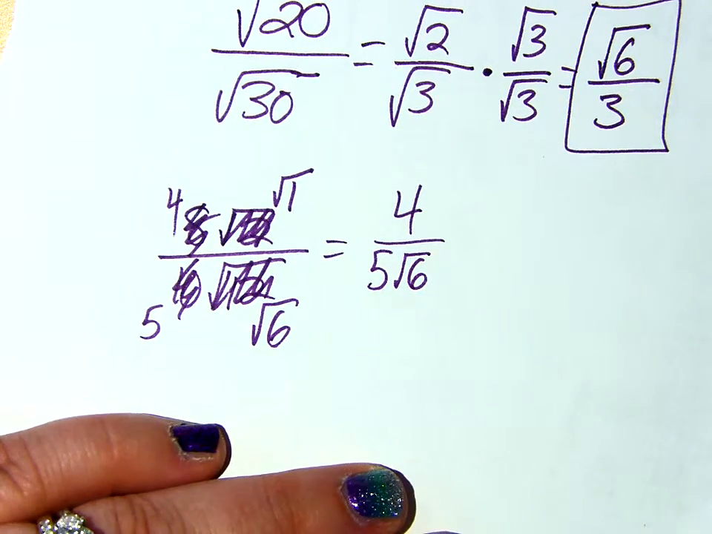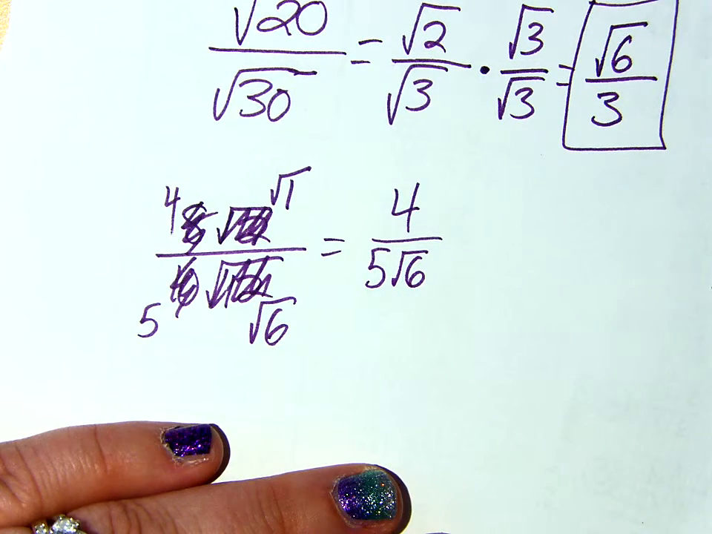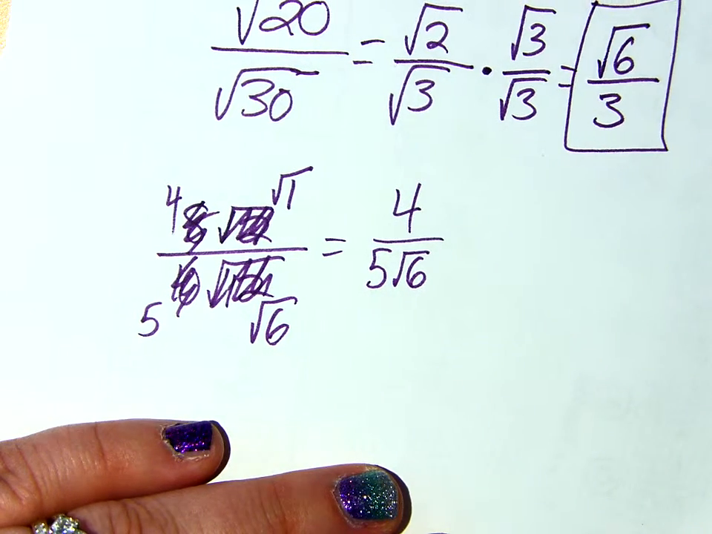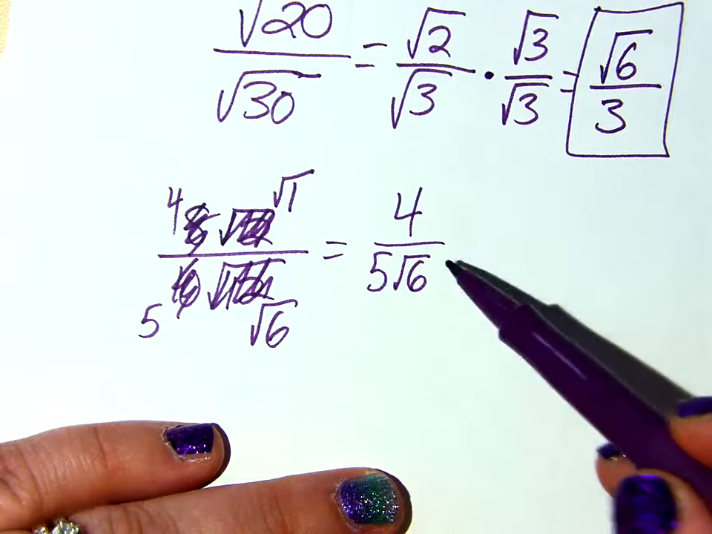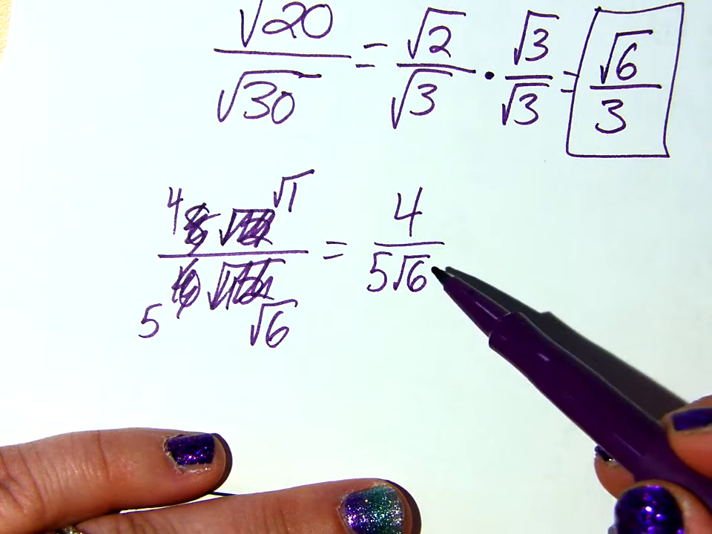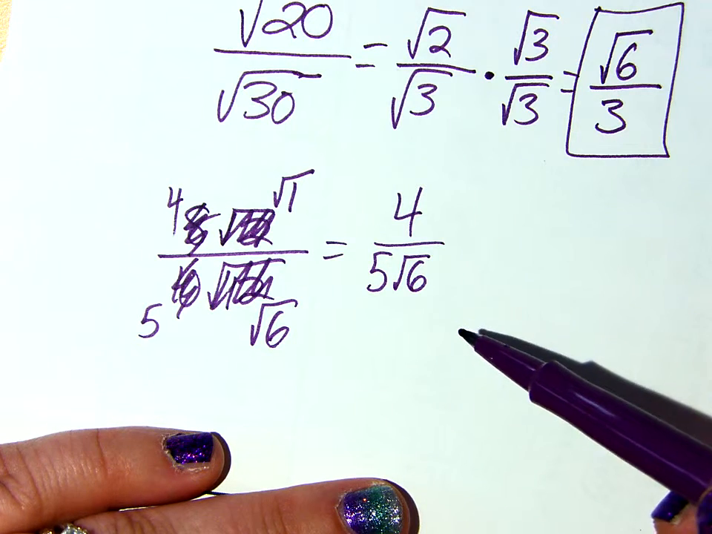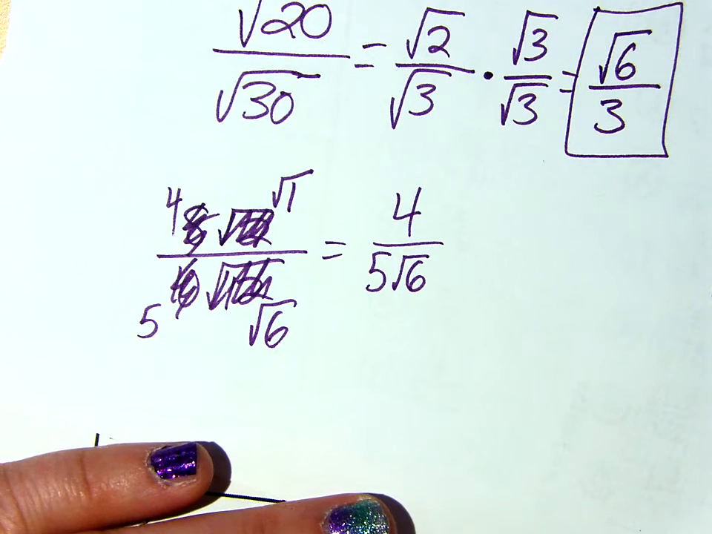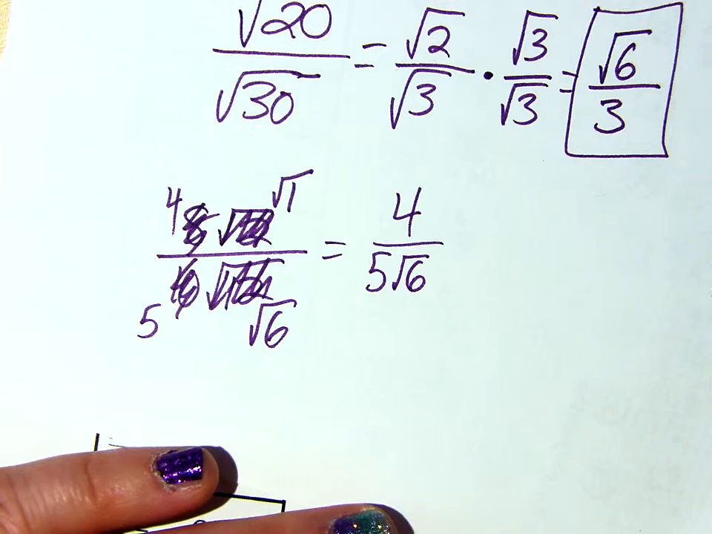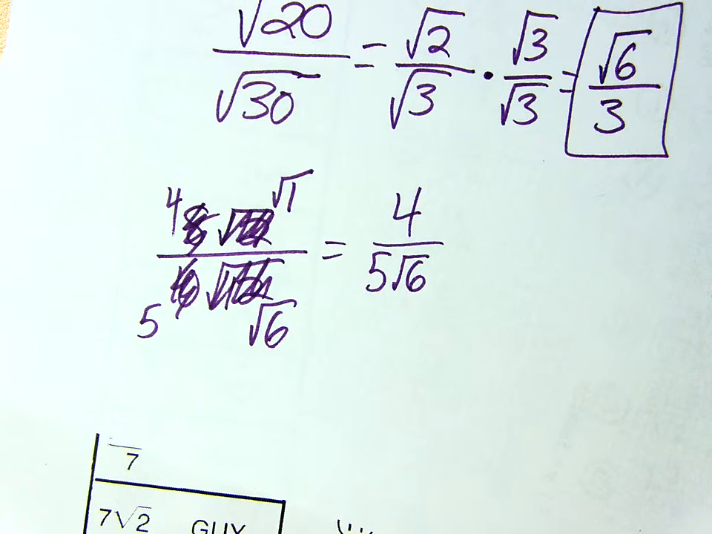Here is a very common, and I don't want to say it's a mistake, but it's a make-your-life-harder-than-it-has-to-be move. Lots of times kids will get an answer like this, and then they will think, oh, okay, I'll just multiply by 5 root 6 over 5 root 6. That's not wrong, but you're doing more work than you have to, and you're adding extra stuff to your pile.